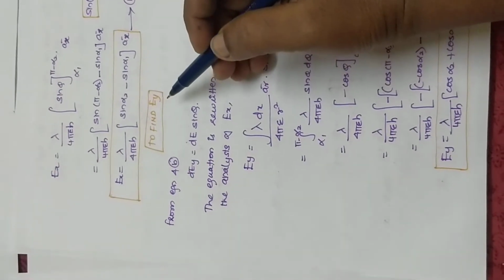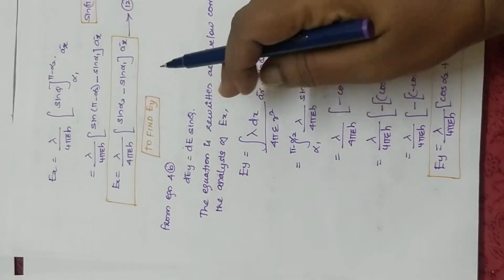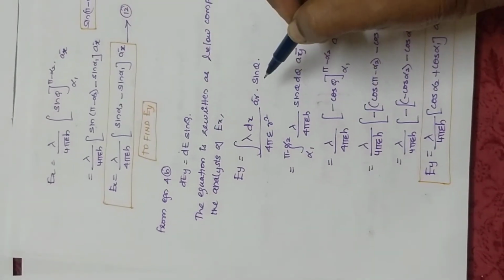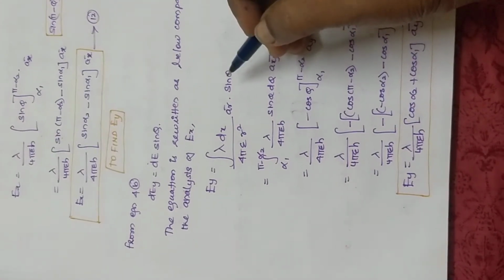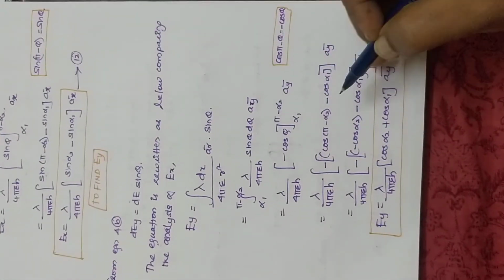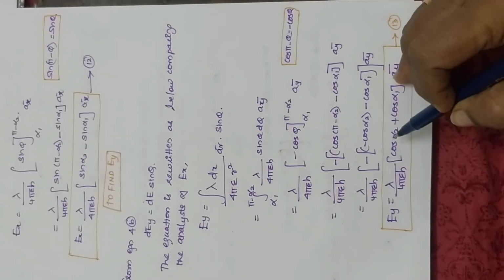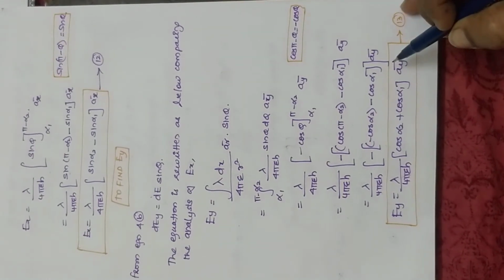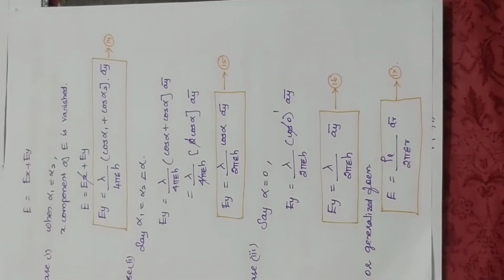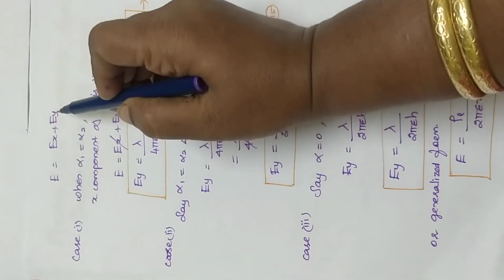Similarly, I can find out the Ey component choosing the equation dEy equal to dE sin theta. The rest of the procedure remains the same. Instead of the previous equation's integral of cos theta, you have here sin theta. So again the integral of sin is minus cos, and substitution of the limits results in Ey equal to lambda by 4 pi epsilon h, cos of alpha 2 plus cos of alpha 1 of Ay vector. This is the next step. Already we have seen that E is the summation of Ex plus Ey.